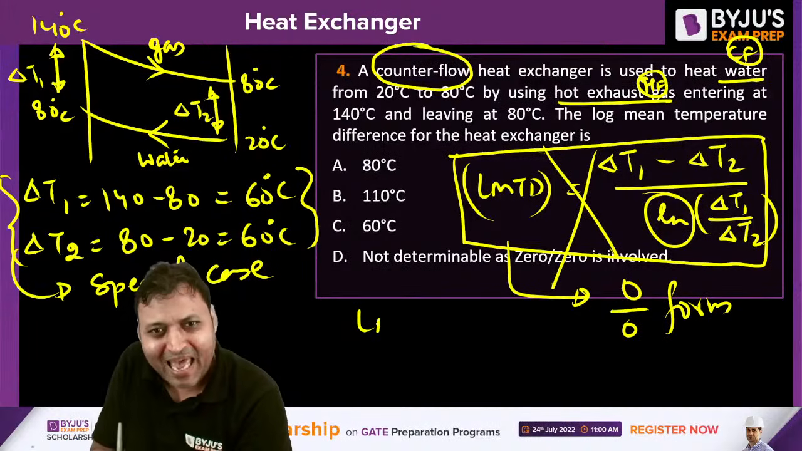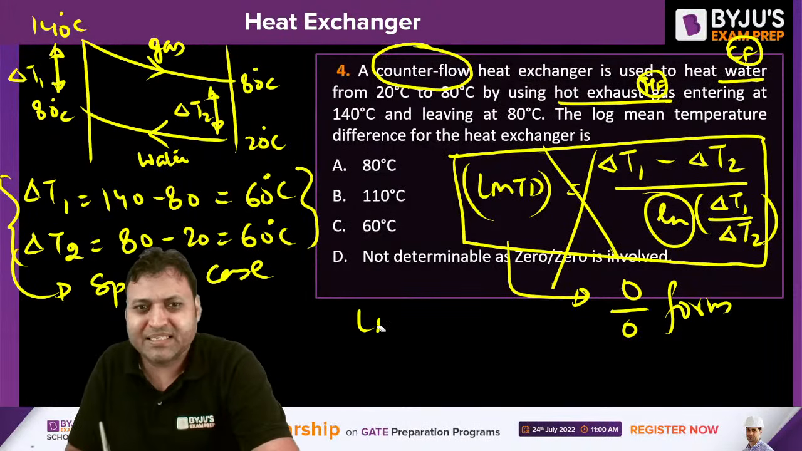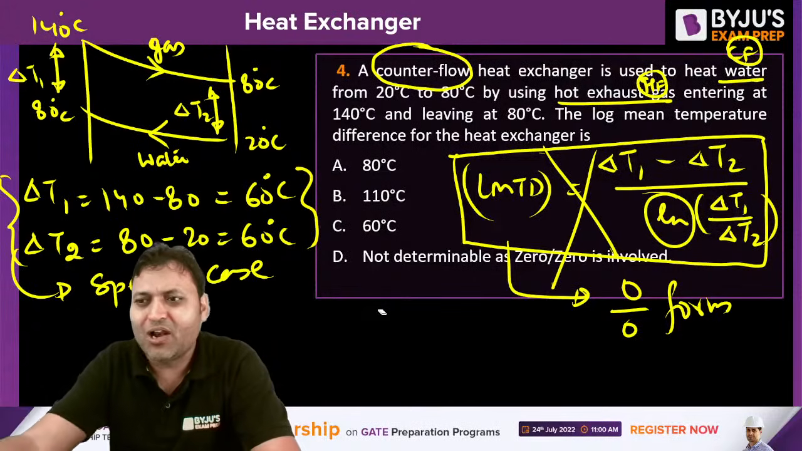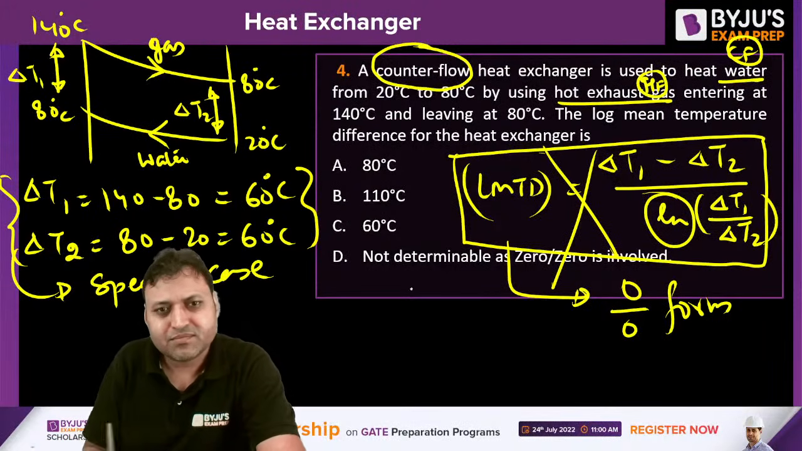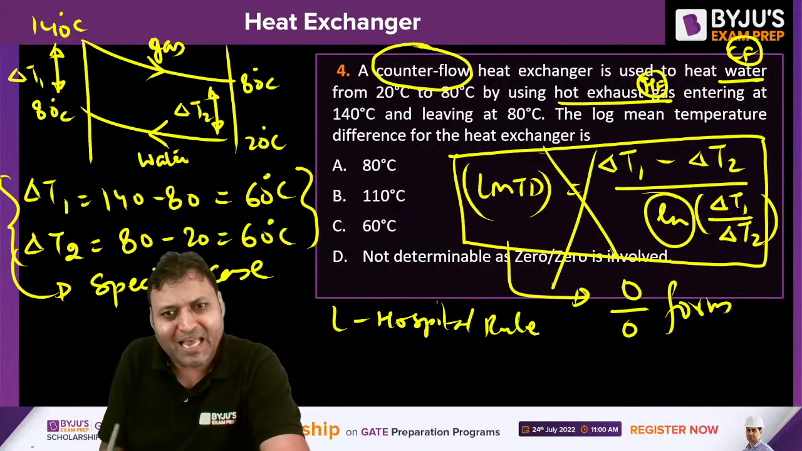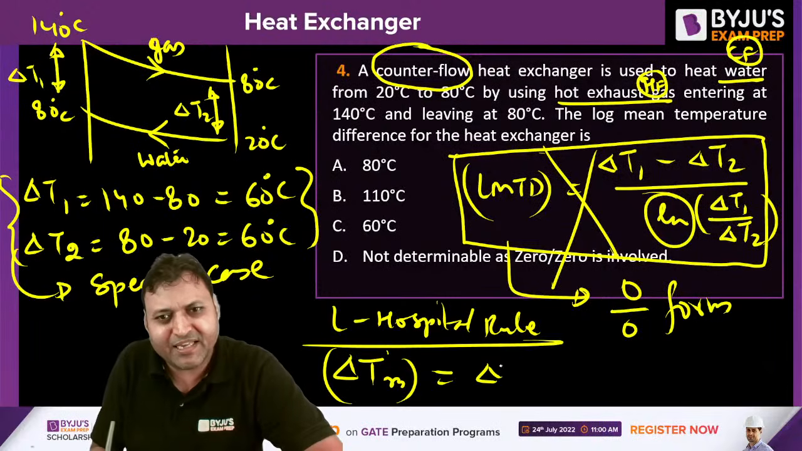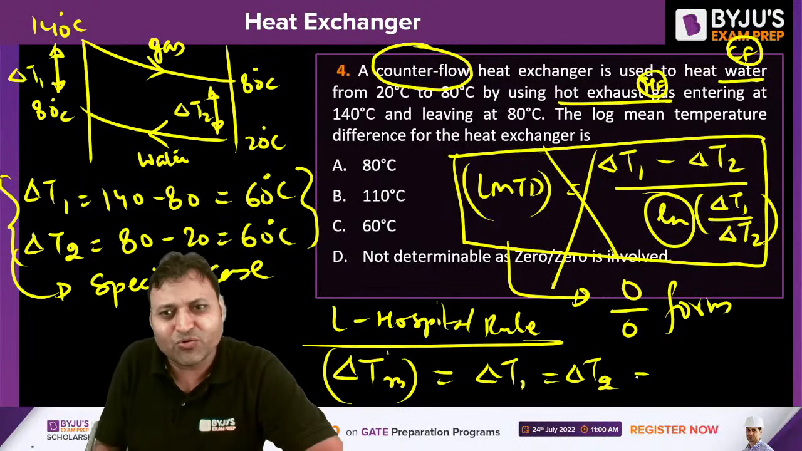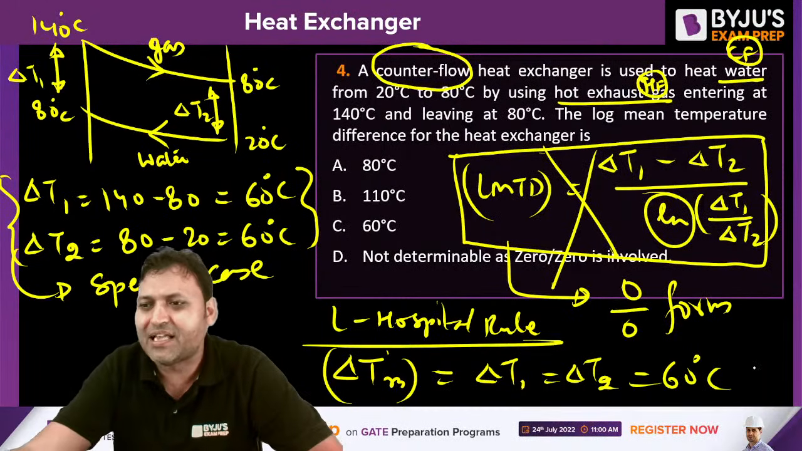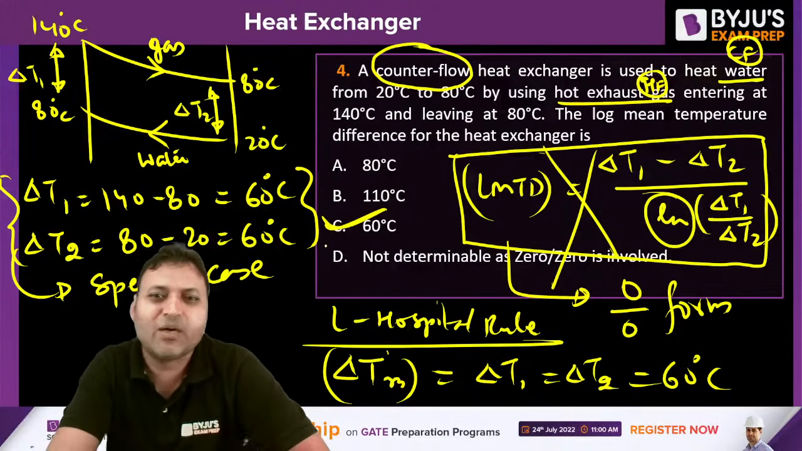So in such a case we use L'Hospital rule. With this, the mean temperature difference delta Tm is nothing but delta T1, which is delta T2. That will be 60 degrees Celsius. Option C is the correct answer.